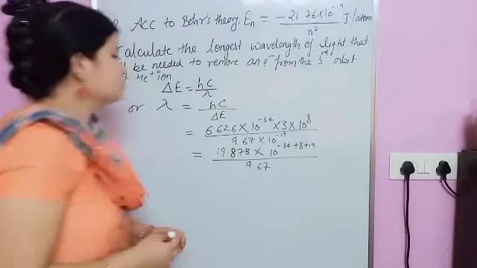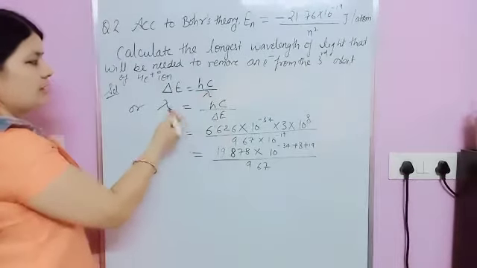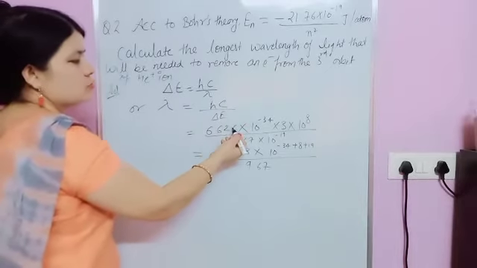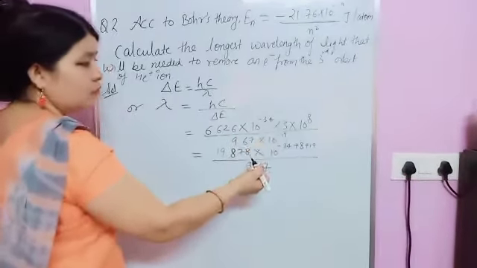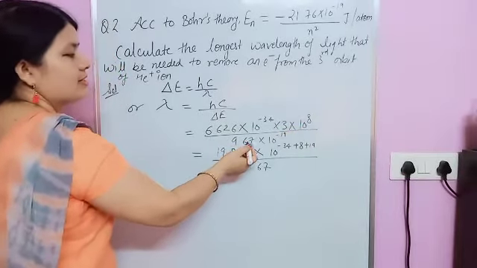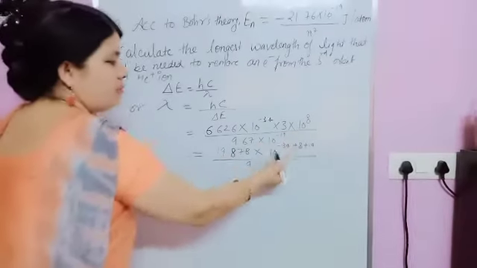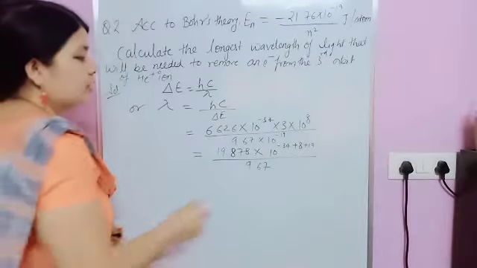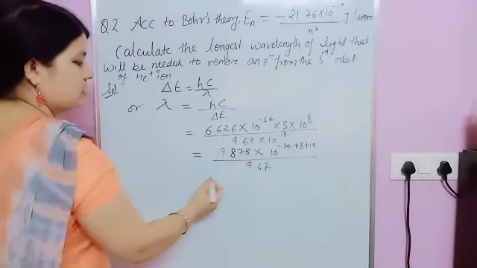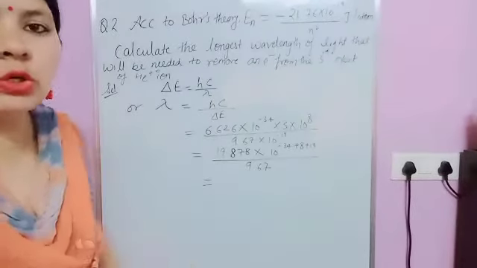Okay, class, now just see, after calculating the value of delta E, put all the values. Now lambda is equal to hc upon delta E, so you can put the value: 6.626 into 10 to the power minus 34, then c, 3 into 10 to the power 8, upon 9.67 into 10 to the power minus 19. When the base is the same, powers will be added. Now solve it, multiply this and it will become 19.87 something, and if you calculate roughly, 9 into 2 is equal to 18.